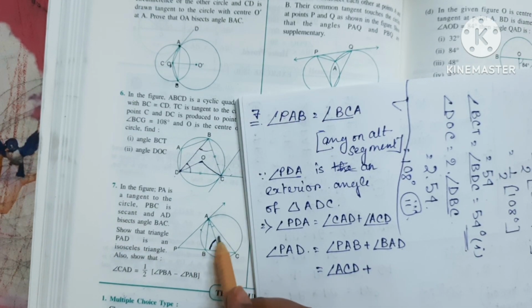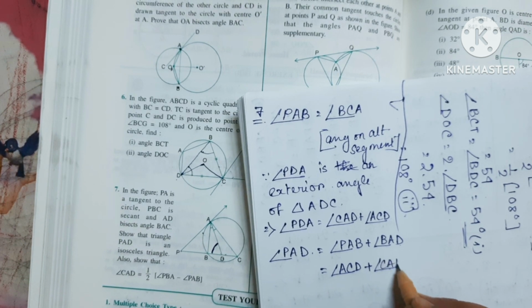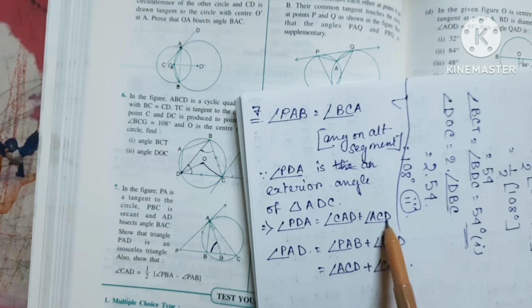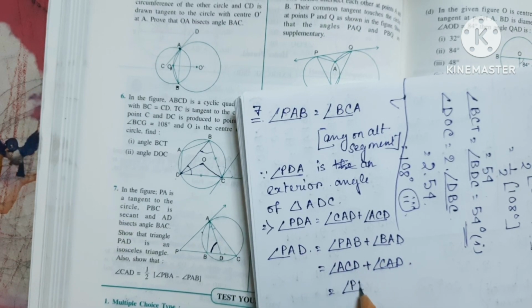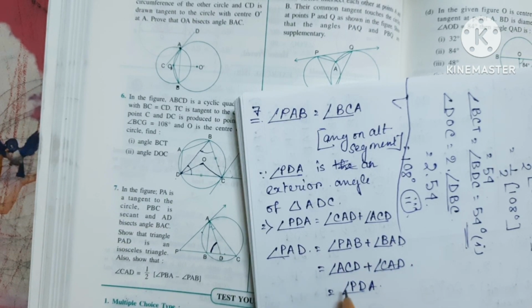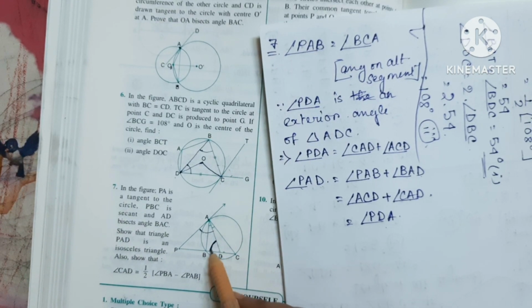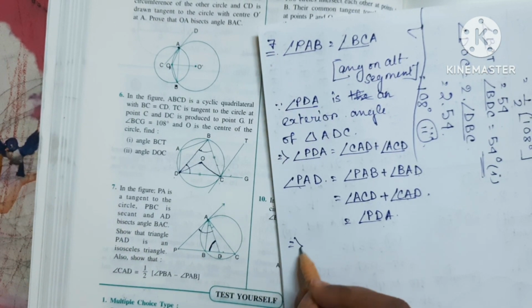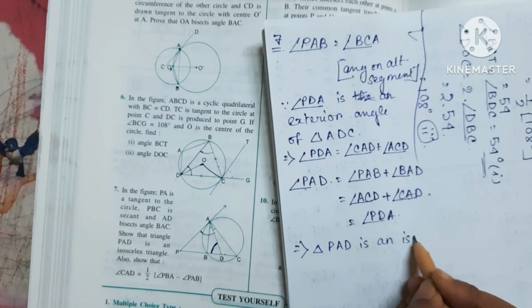See, BAD and CAD are equal because AD is the bisector, so you can write CAD. Now ACD plus CAD means PDA. So you can write PDA. That means PAD is equal to PDA. These two angles are equal. That means triangle PAD is an isosceles triangle.